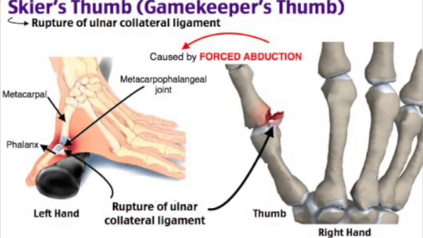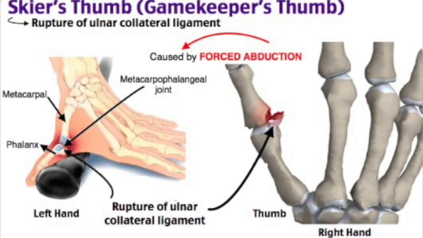Next, gamekeeper's or skier's thumb. This is a sprain or tear of the ulnar collateral ligament of the thumb, leading to instability of the MCP joint, metacarpal phalangeal. Skier's thumb is an acute condition after a fall, and gamekeeper's is typically a chronic hyperabduction injury. Mechanism, forced abduction of the thumb. Ulnar collateral ligament functions to resist against valgus force.